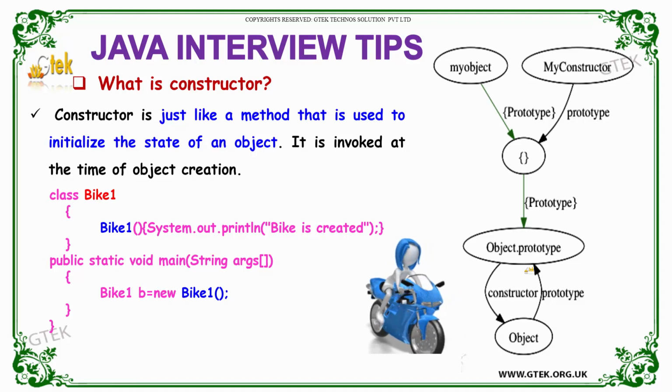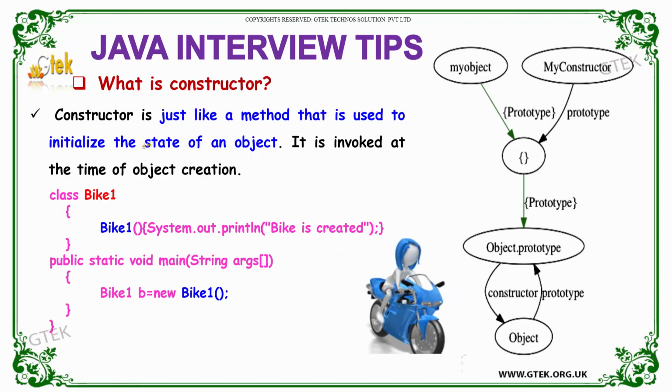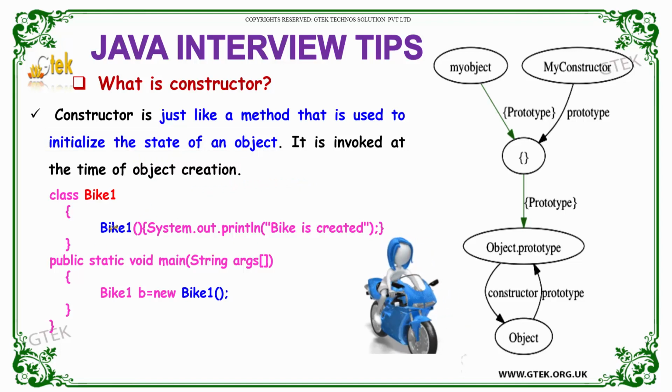What is a constructor? is the next question. A constructor is just like a method that is used to initialize the state of an object, and it is invoked at the time of object creation. Whenever you want to create an object, you have to initialize the object, and that is done using your constructor. Here we have a small snippet of the Java code.